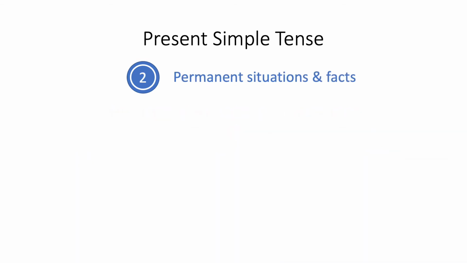Now, the second use of the present simple is to talk about permanent situations and facts. What do I mean by permanent situations? Let's take a look at this example. So, I have a brother, and my brother lives in Johor. Now, when I say that he lives in Johor, is it a holiday? Is it only for a short while? No, it means he lives there permanently. He's staying there for the long term.